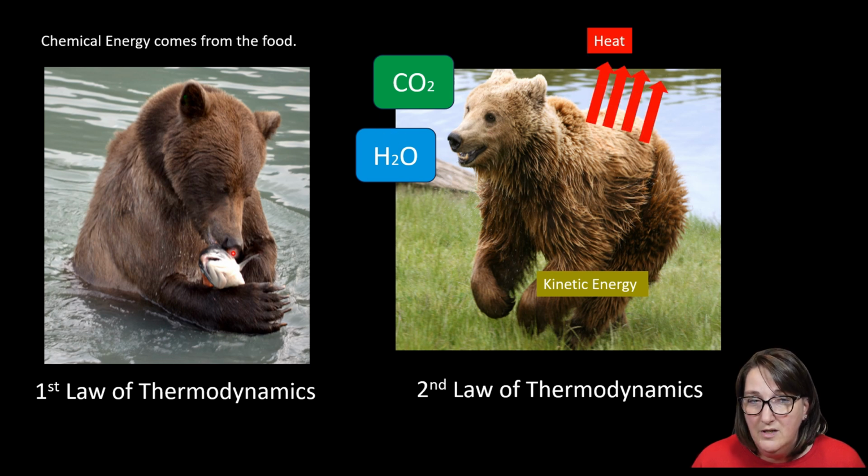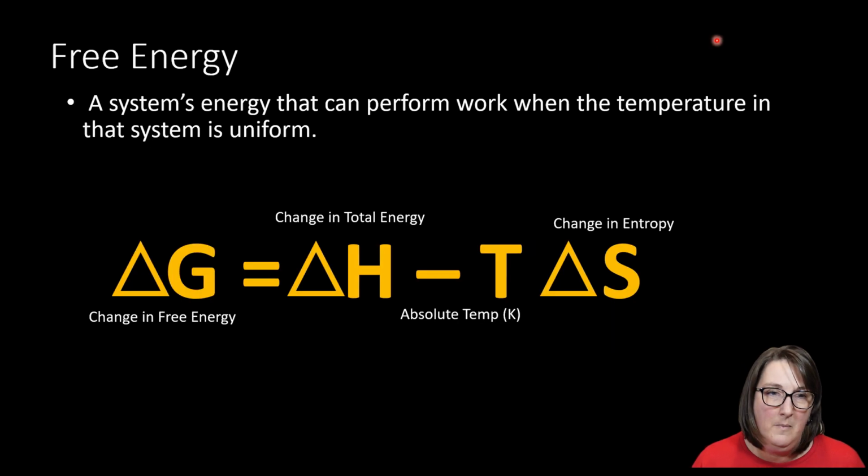So this fish that was very structured, very organized, is now going to get broken down into smaller and smaller pieces. Eventually everything will be broken down into this, and technically our universe at some point will have energy in amounts that aren't usable, but they're all there someplace somewhere. So we call this free energy, and it's a system's energy that can perform work when temperature in a system is uniform. So free energy, we call it a delta.